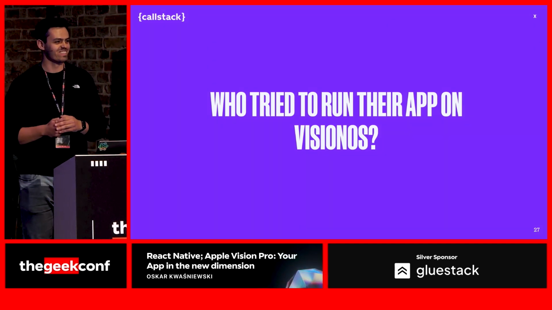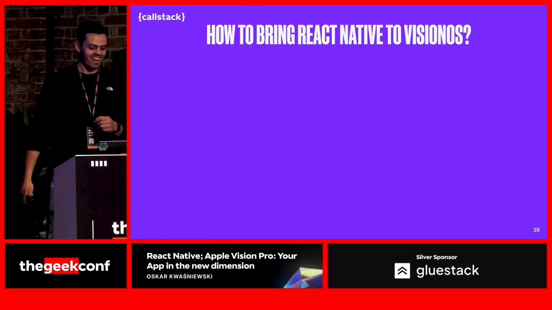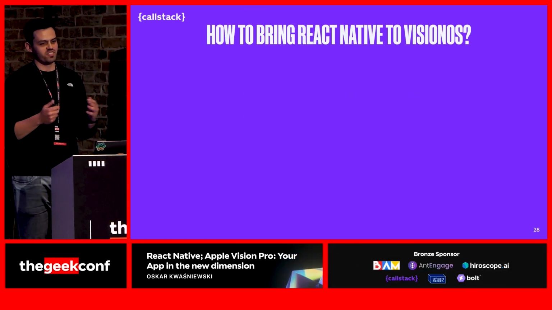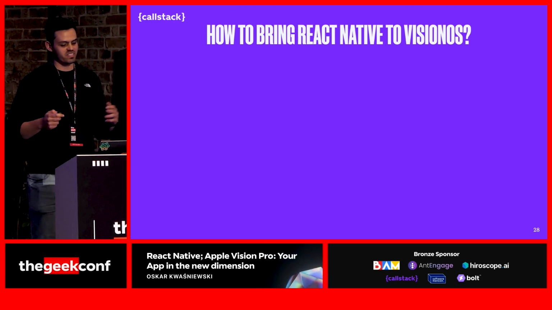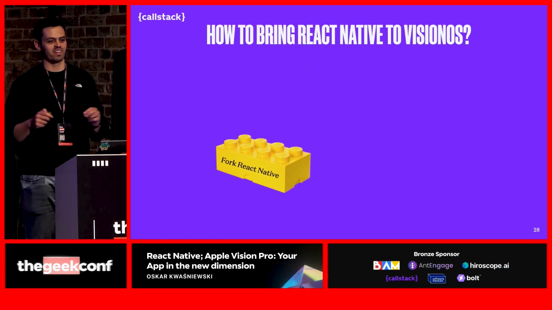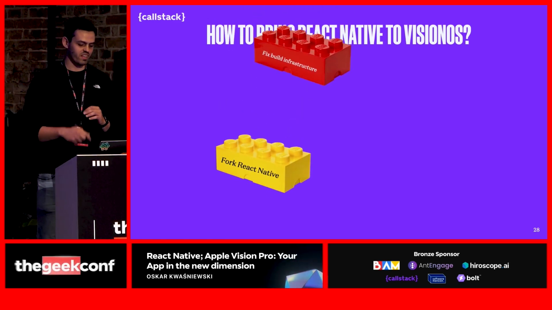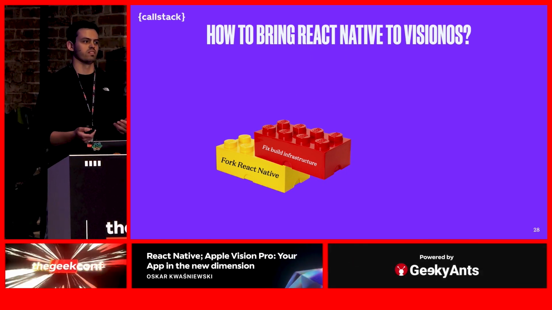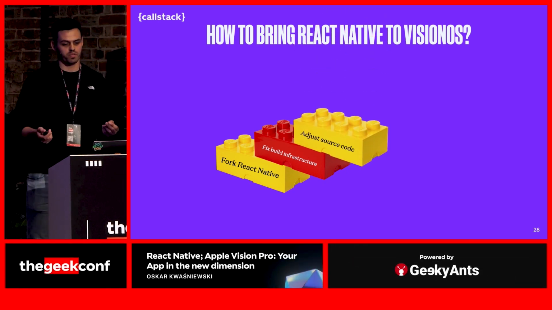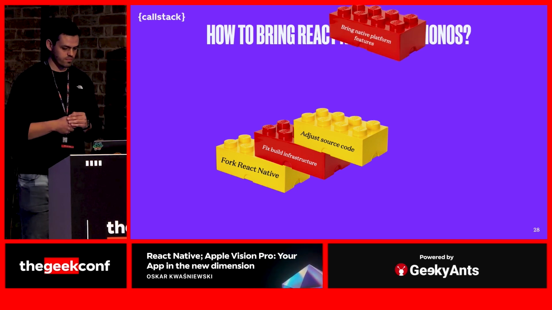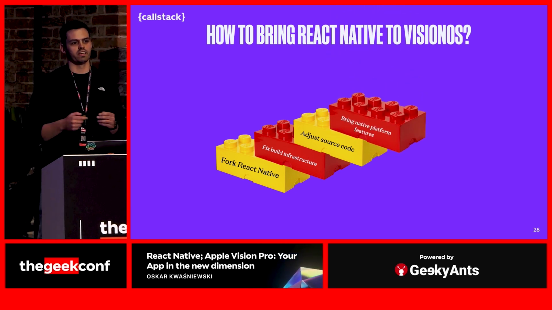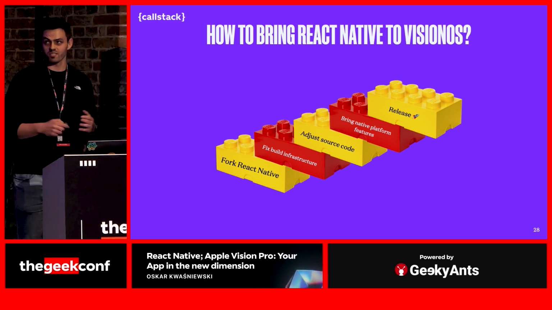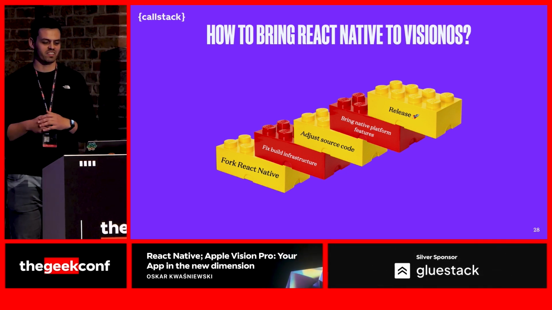Okay, we've got a few people. Awesome. So how to bring React Native to visionOS? In order to visualize this, I've used some Lego bricks. So first Lego brick is to fork React Native. Then we need to fix the build infrastructure for libraries to even link properly. Then we can adjust the source code. We can then bring native platform features. And finally, release. So all of this seems pretty simple, right?